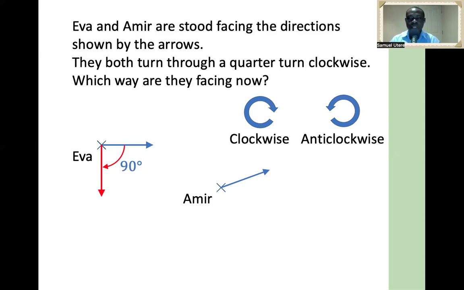Amir is facing a slightly different direction, but that would not change our result much because we just need to show that Amir has made a quarter turn, so a 90 degrees turn. So Amir would face that direction.